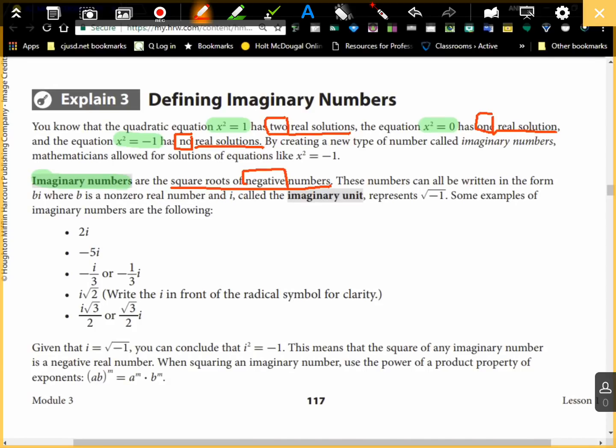It has to be a square root. And so all of these numbers are written in the form of bi, where b is a non-zero number and i is my imaginary unit. Notice i is kind of that script i. We call it script i, or it's an italicized i. You will see me write it with that kind of curve to it.